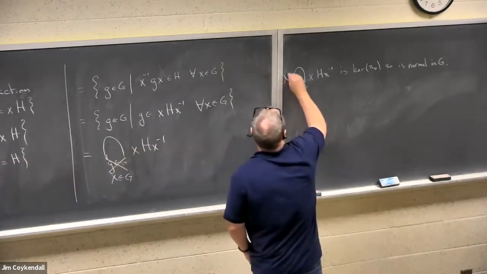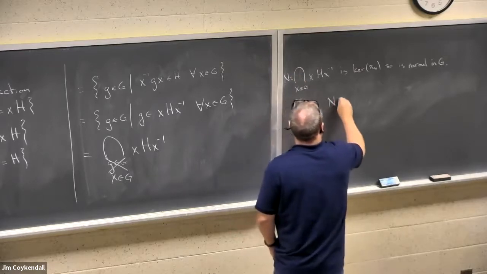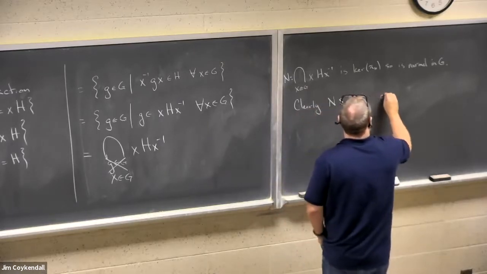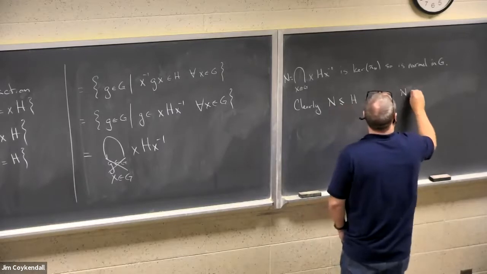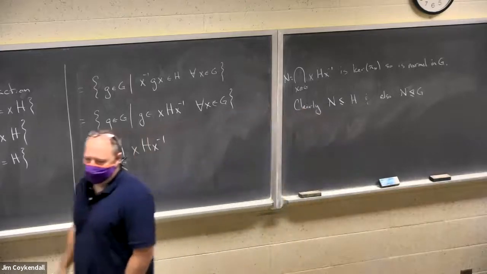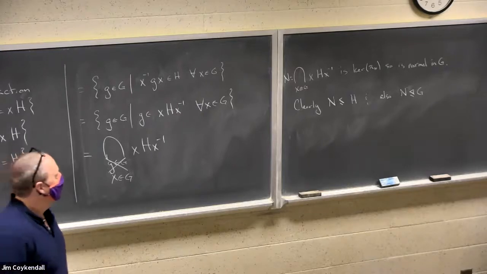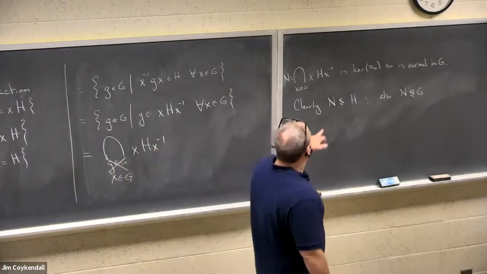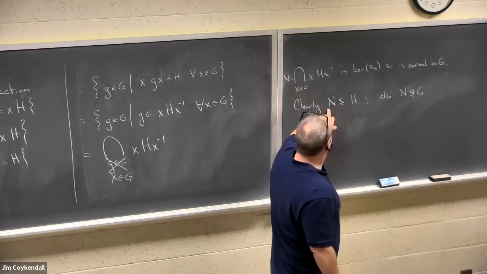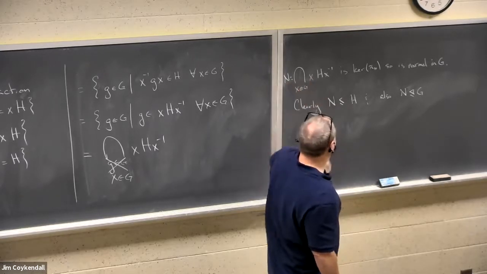Let me focus down. Right. So we've shown that this is normal. It's certainly contained in H because one of these conjugates is when X is the identity, right? So it's certainly contained.